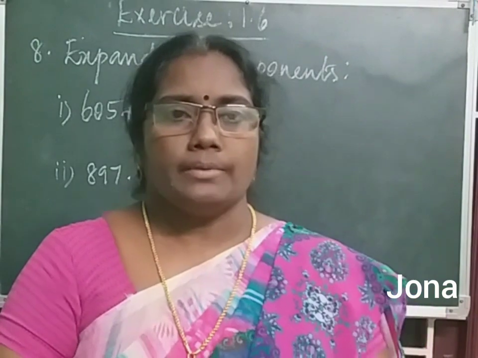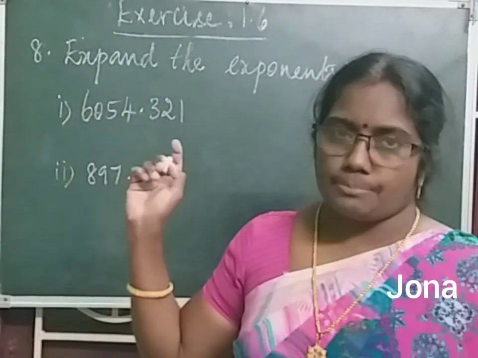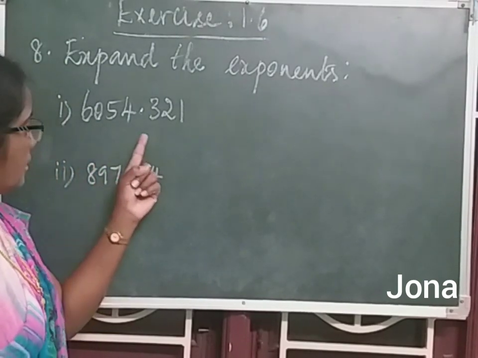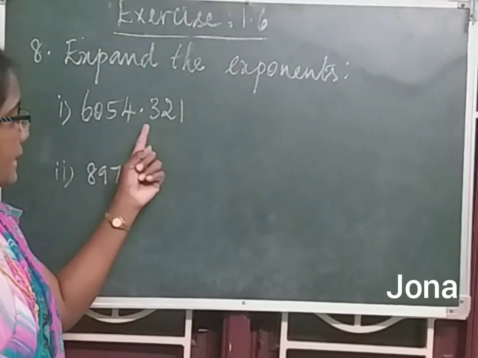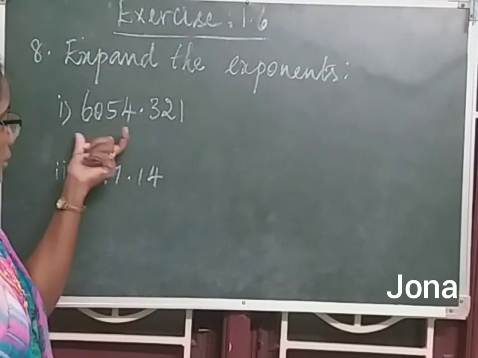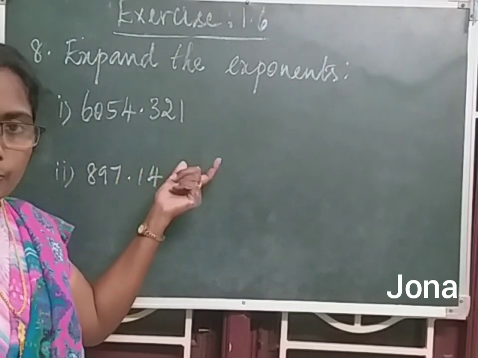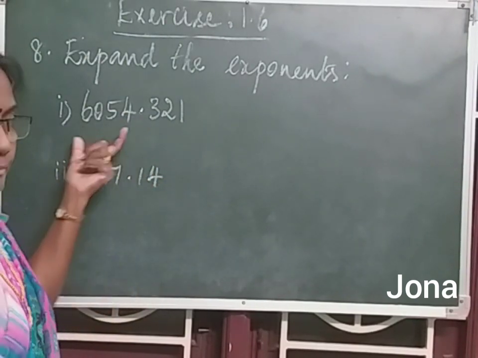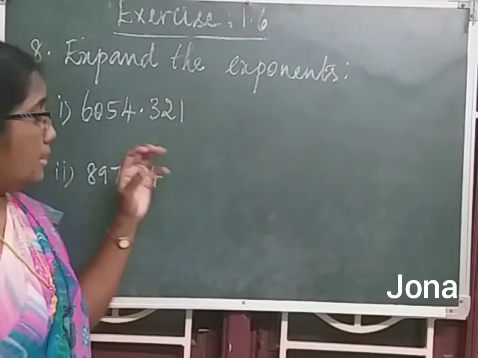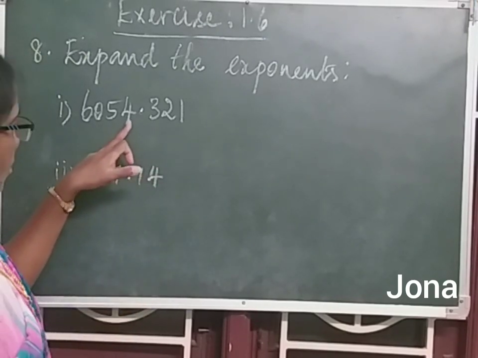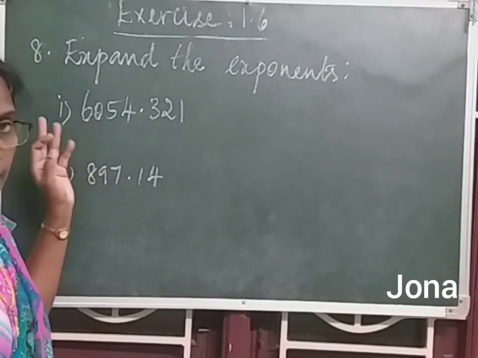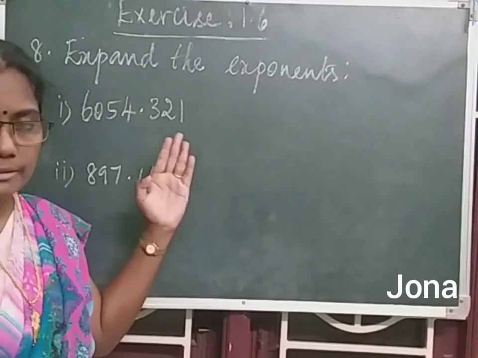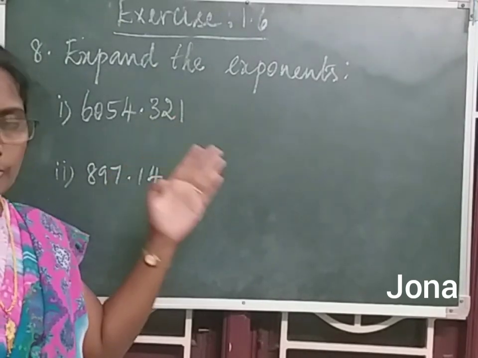Okay. Eighth problem. Expand the exponents. Here 6054.321. Here we have two parts in the decimal number. Before the decimal we write the place values as usual: ones, tens, hundreds, thousands, and it goes on. After the decimal we have to write in the decreasing form. I will tell you how to write this.